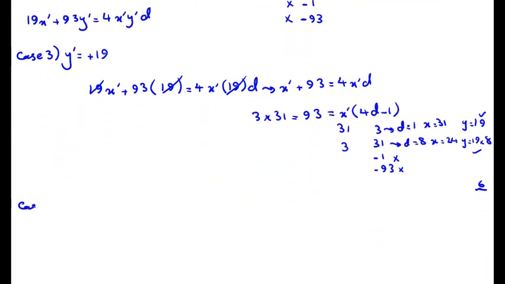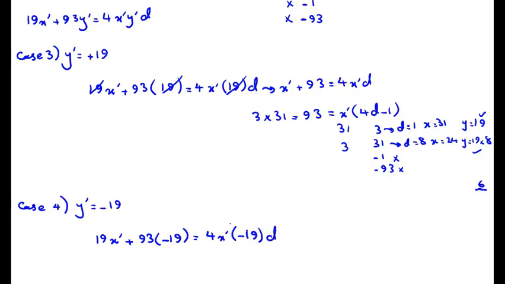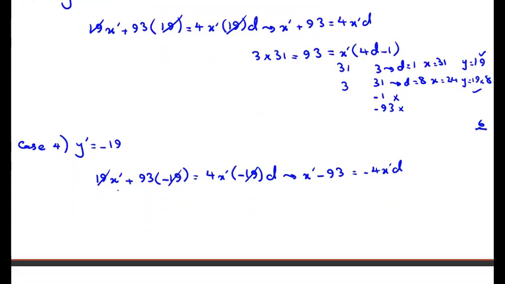Now let's consider the last case. Case 4, when y prime equal to negative 19, if we replace here, then we will have 19x prime plus 93 times minus 19 for x prime negative 19 times d. If we cancel 19 here, then we have x prime minus 93 equal to negative 4x prime d. Okay, so if we take these to the left side, these to the right side, and factor from x prime, then we have 1 plus 4d equal to 93.